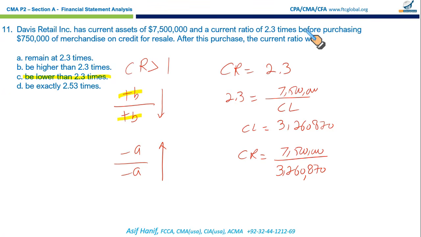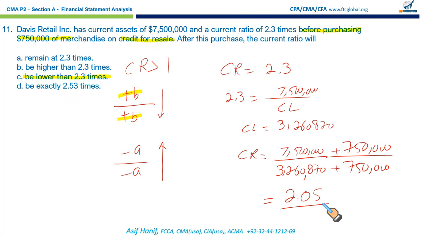It says we have purchased merchandise worth 750 on credit, which means 750 is added to the numerator as inventory and 750 is added to the denominator as accounts payable. Now if you simplify this, it reduces your current ratio to 2.05. See, the ratio has fallen. So this is a quicker, shorter way. You may go this way if you forgot the arrangement of these things.